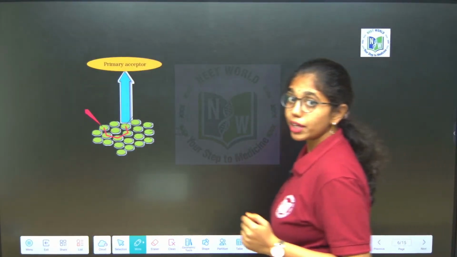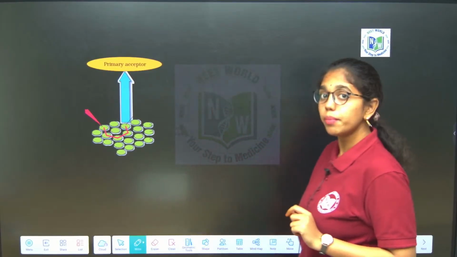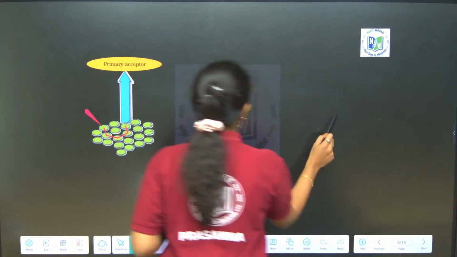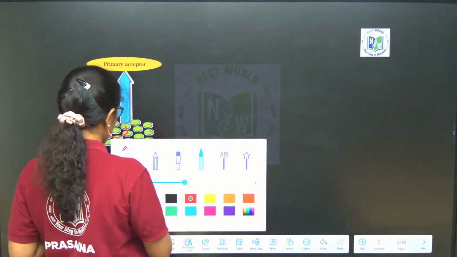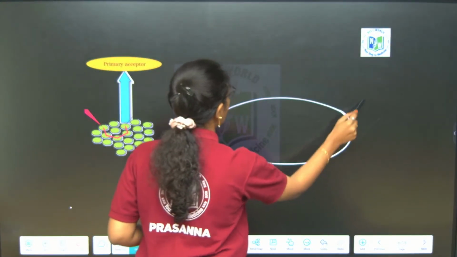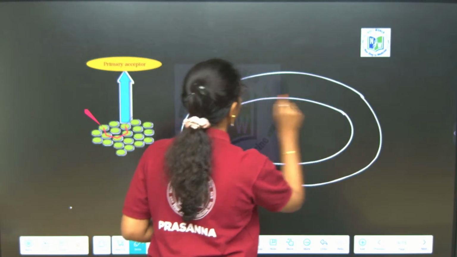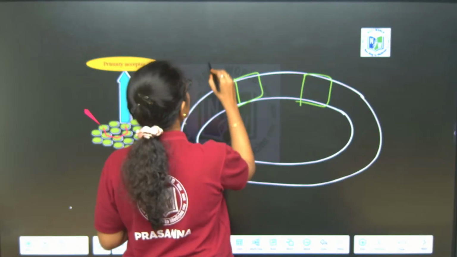Now let us look into the light harvesting complexes which are present in the thylakoid membrane. If I assume this as the thylakoid membrane, in this thylakoid membrane we will be having photosystems.